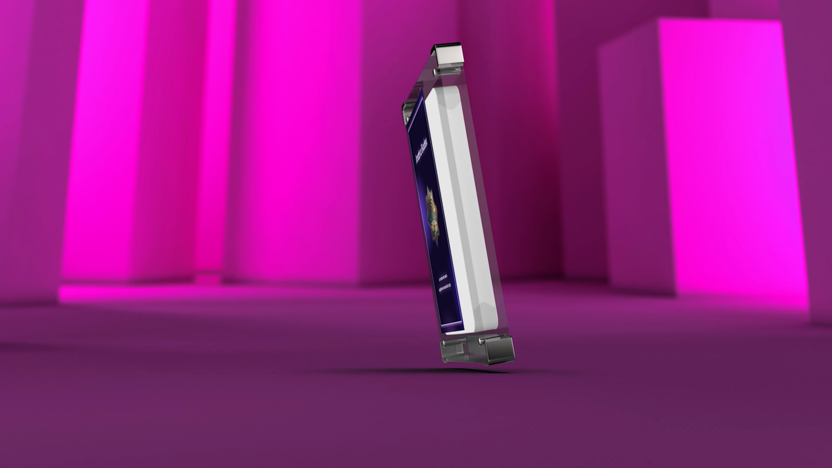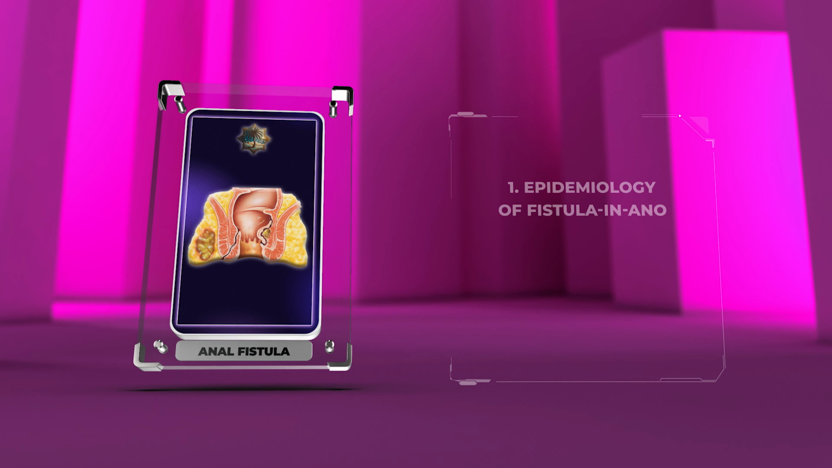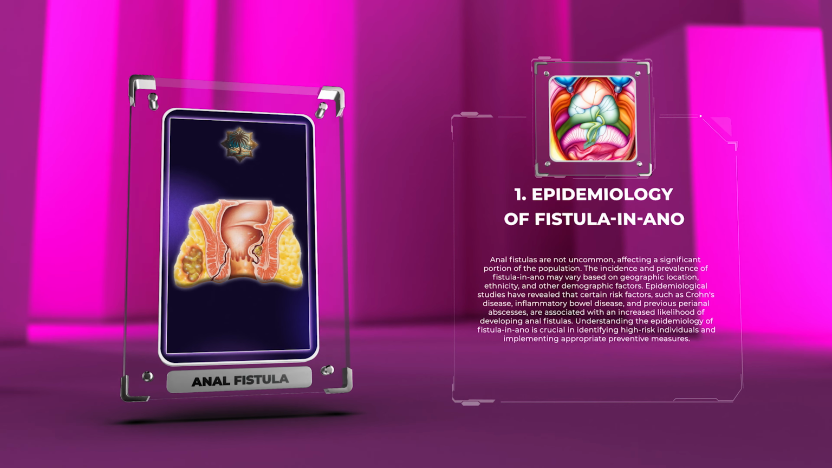Anal fistulas are not uncommon, affecting a significant portion of the population. The incidence and prevalence of fistula in ano may vary based on geographic location, ethnicity, and other demographic factors. Epidemiological studies have revealed that certain risk factors, such as Crohn's disease, inflammatory bowel disease, and previous perianal abscesses, are associated with an increased likelihood of developing anal fistulas. Understanding the epidemiology of fistula in ano is crucial in identifying high-risk individuals and implementing appropriate preventive measures.